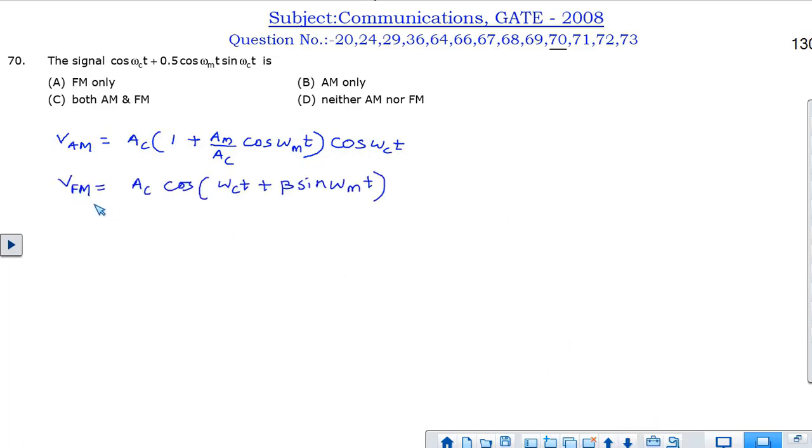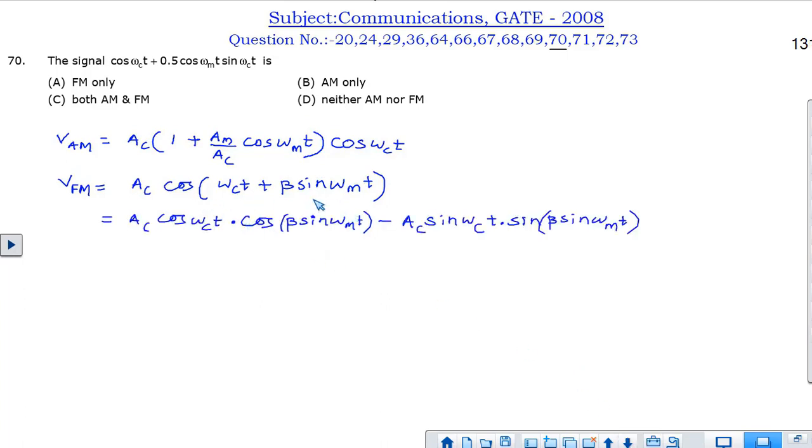What is the FM generalized expression? The FM signal is given by Ac cos of omega ct plus beta sin omega mt, where beta is the modulation index and omega c is the carrier frequency. Here the modulation index is Am by Ac, the carrier frequency is omega c, and the modulating frequency is omega m. Same here, the modulating frequency is omega m. If we expand this expression, because this is cos of A plus B, we can simply apply the formula and expand it like this.